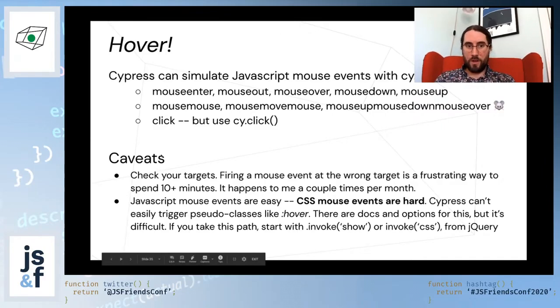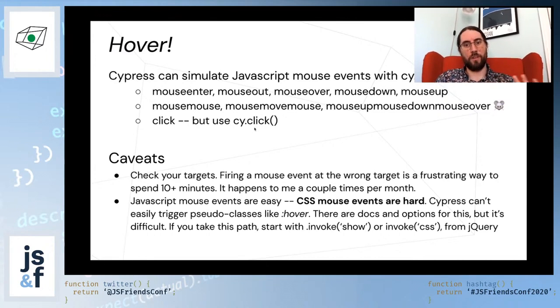You can also trigger click, but cy.click is meant for that, and there's a lot of other good stuff going on with cy.click. So don't click with trigger. And these mouse events can kind of get nuts, as you can see here. So when you're doing this, it's really important to check your targets. I'll show what that means in the next slide.